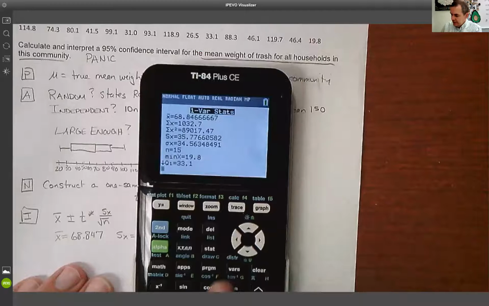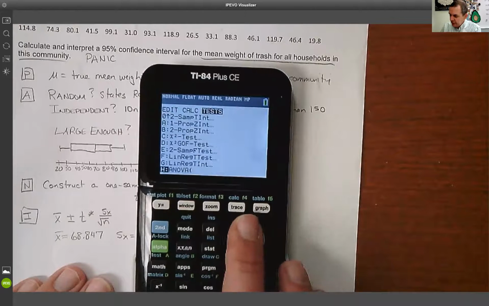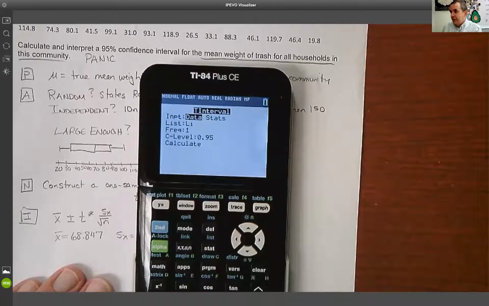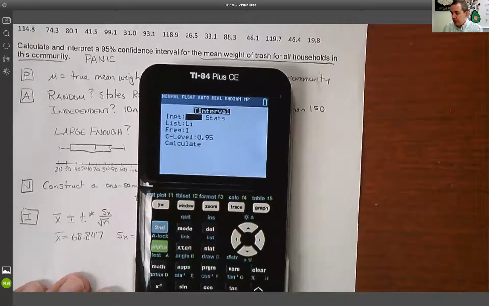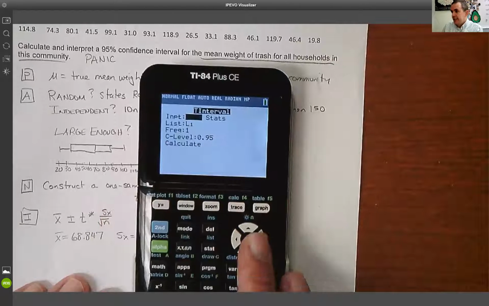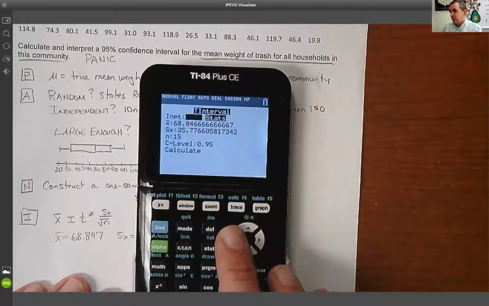The way I do it is stat, tests. When I want to run an interval, I'm going to use number 8. Number 8 is a T interval. I can either run it with the data or with the stats. Since I've already put the information in my calculator in the L1 list, I can use data. If I didn't, I'd have to go to stats and type in those numbers. So either one is fine.